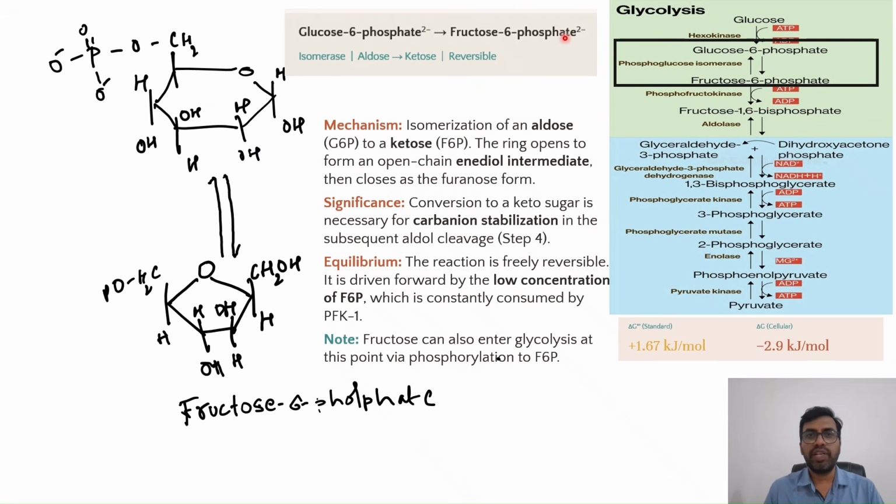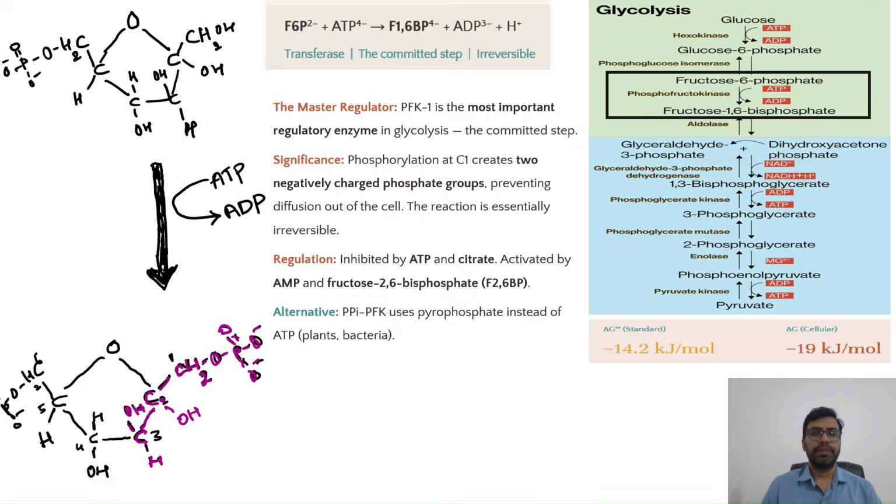Now, this is the overview of the reaction. We see here glucose 6-phosphate getting converted into fructose 6-phosphate. The type of chemical reaction is isomerization. The actual thing that happens here is that an aldose, glucose, gets converted into a ketose, which is fructose, and this particular reaction is reversible.